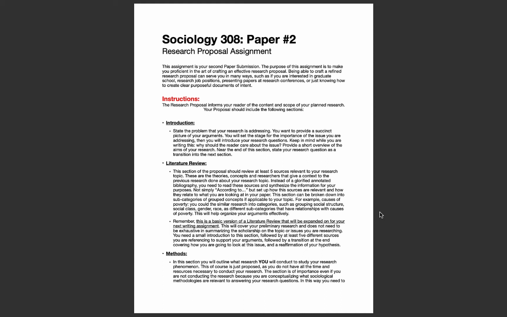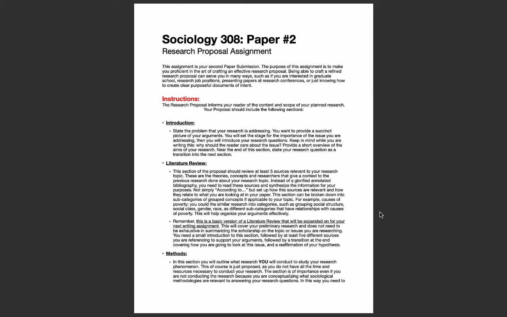And again, this is not a glorified annotated bibliography. Annotated bibs are when you just kind of copy and paste someone else's work into a list. That's not what this is. That might be the first step in making your literature review, making a little annotated bib for yourself, but it's filling it in. It's explaining it in your own words, which is what's going to be much more effective, right? So this section can be broken down by subcategories, grouped concepts, if applicable to your topic, right?